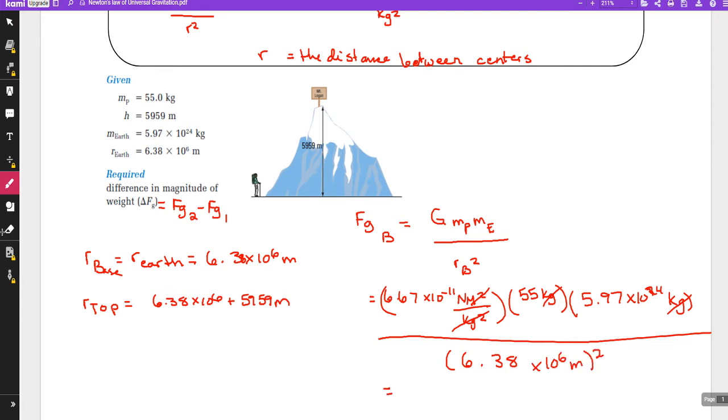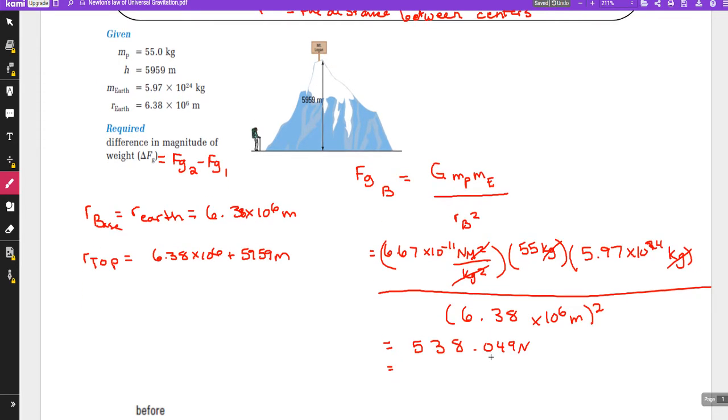So that gives us a resounding 538.04 newtons, which, we have 4 sig figs here, but all our given values have 3. We got to get that to 3 sig figs, so you can keep that as 538 newtons. Perfect. And then we need to calculate the Fg at the top of the mountain.